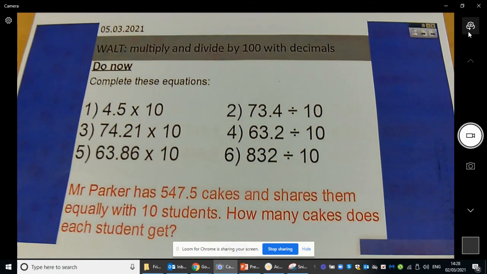And then if you feel like pushing yourself, we have a challenge at the bottom, a word problem for you to do there. So pause your video now. Off you go.